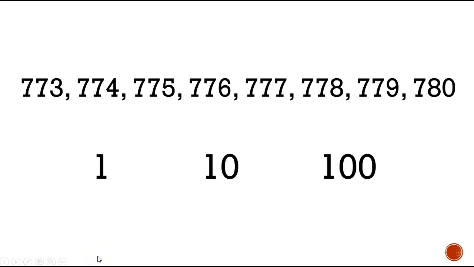Are they going up by ones, tens, or hundreds? Well, let's look. Are the ones place staying the same in each of these? No, they are not. Is the tens? Yes, the tens is staying the same. Is the hundreds place staying the same? Yes, the hundreds place is staying the same in each of them. So that means that we're going up by ones.